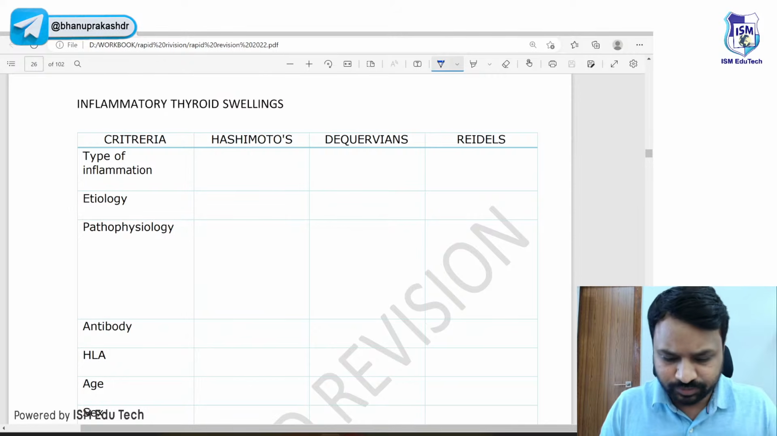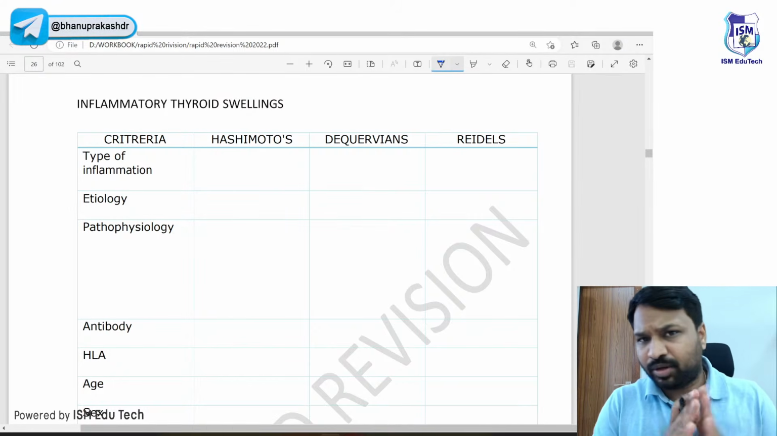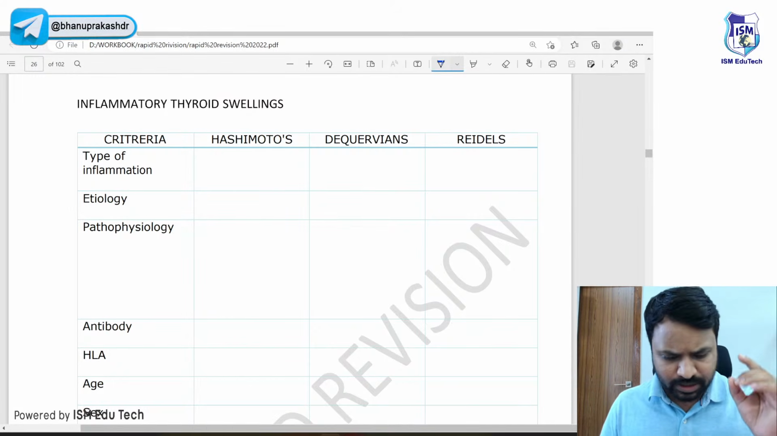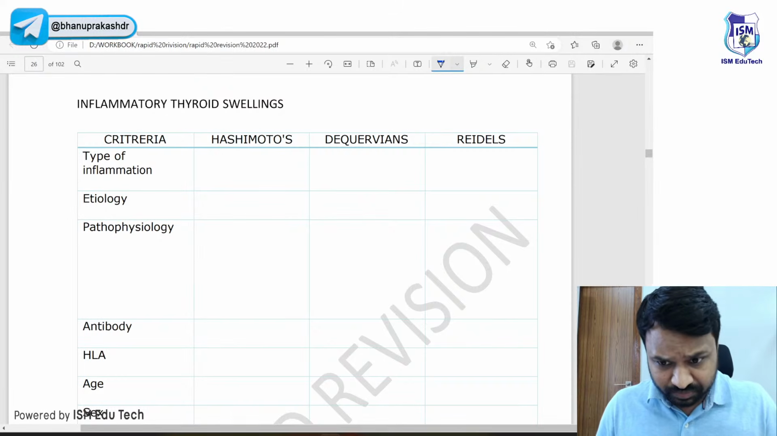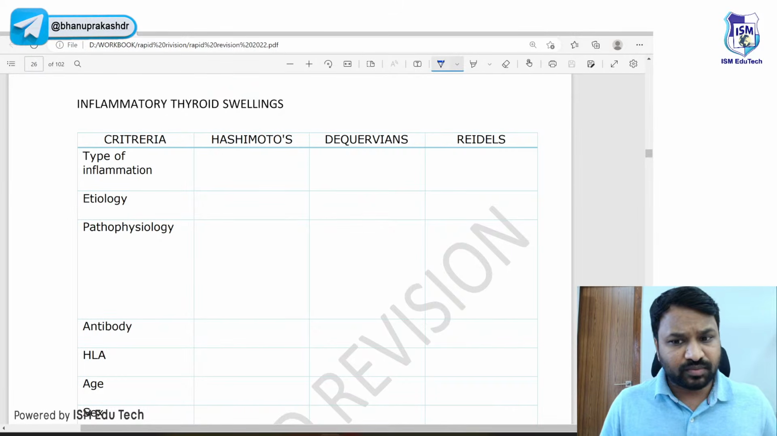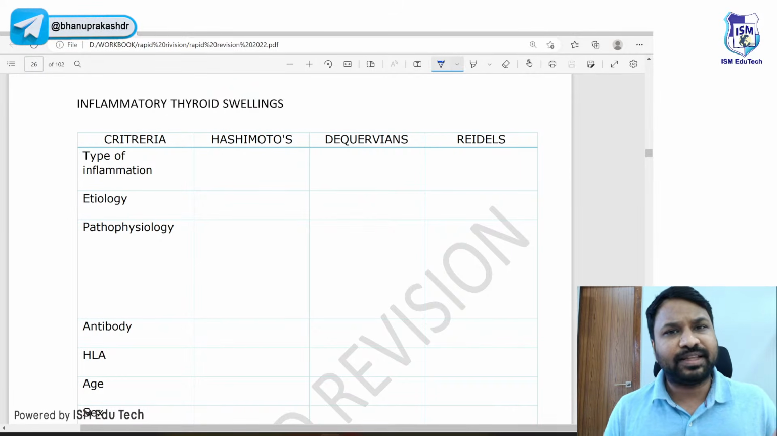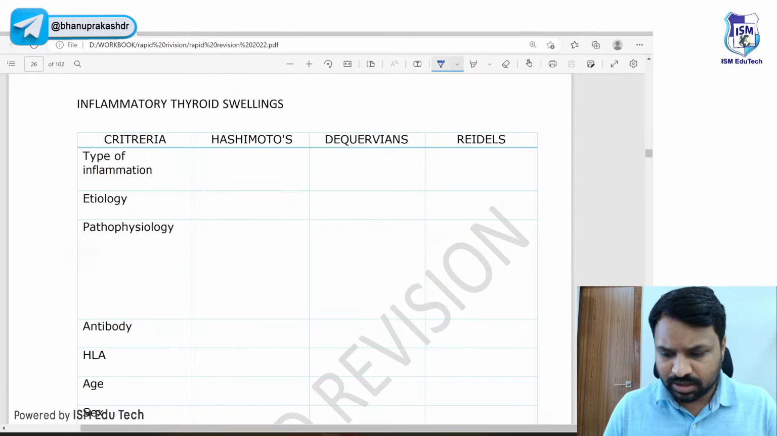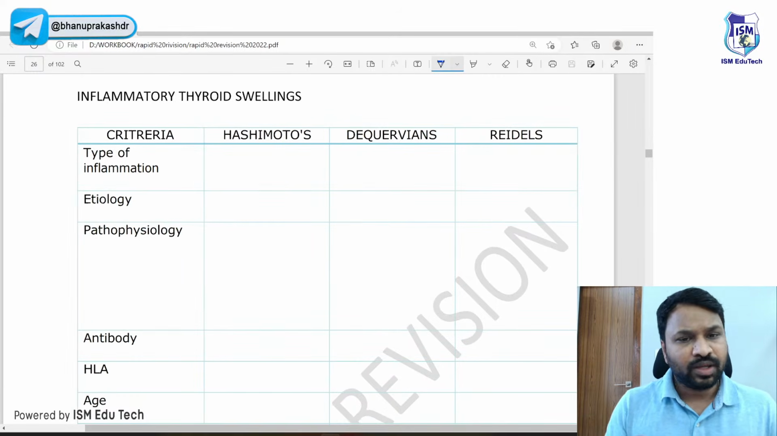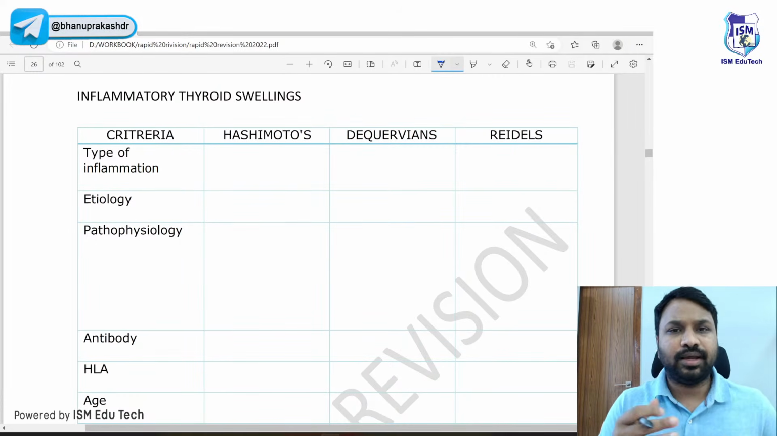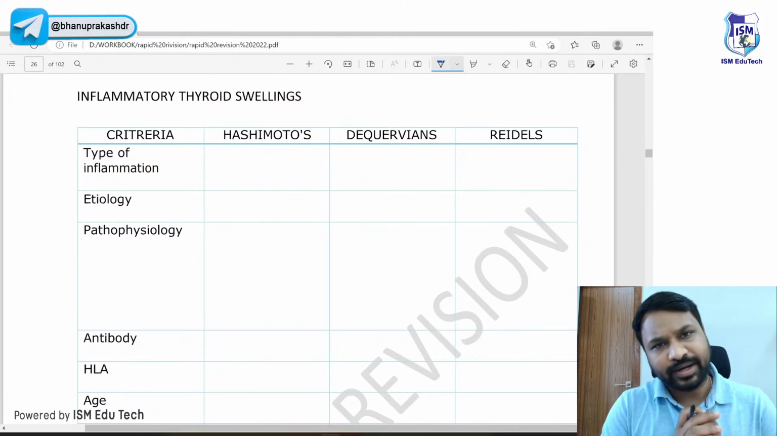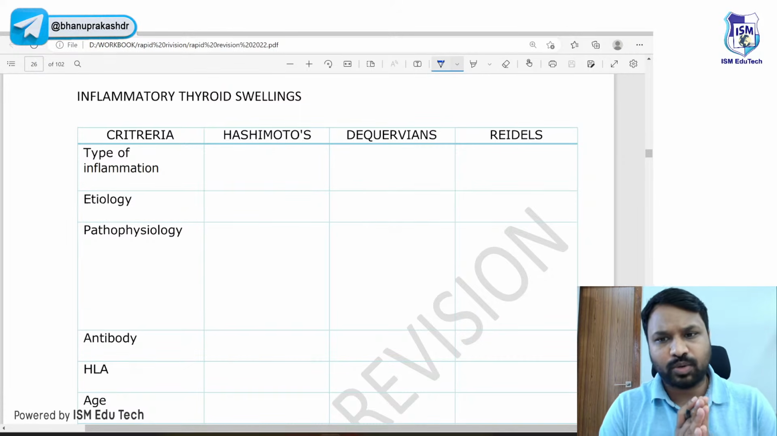Again, a very important topic from the exam perspective, that is thyroid swellings. Everything will be available, guys. Let's not waste any further time. Let's kickstart. Once the session is done, I will have a little bit of time to interact with you guys. I'll answer all your queries back then.